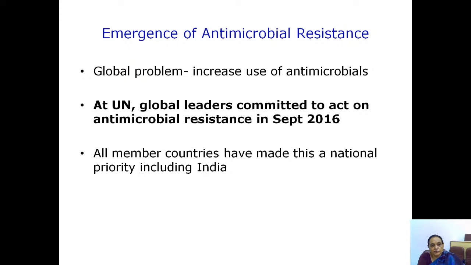Therefore, it being an international problem, at the United Nations the global leaders committed to act on antimicrobial resistance in September 2016, and all member countries have made this a national priority, including India. So now in India also we have antibiotic monitoring, resistance and control strategies.